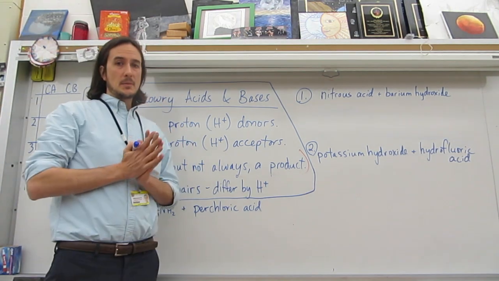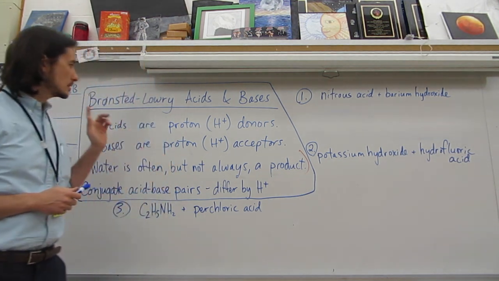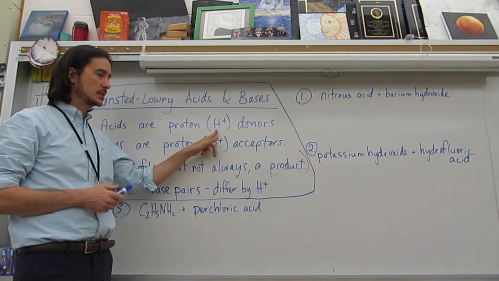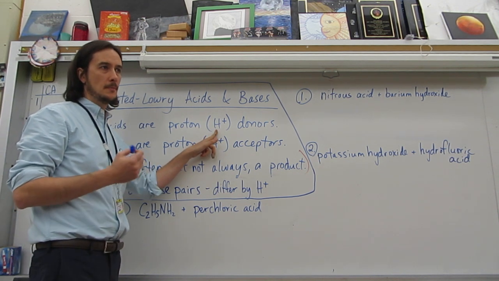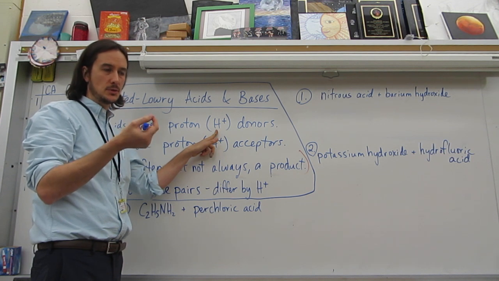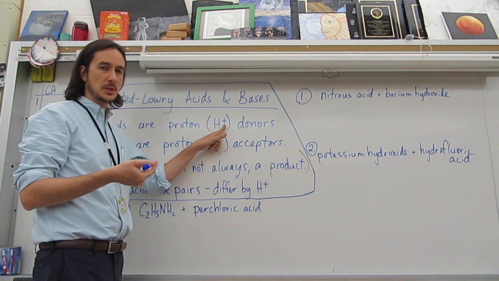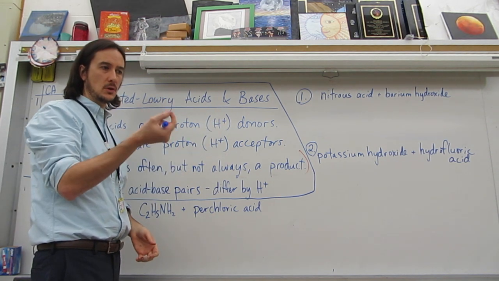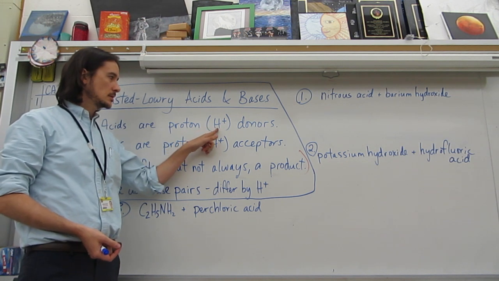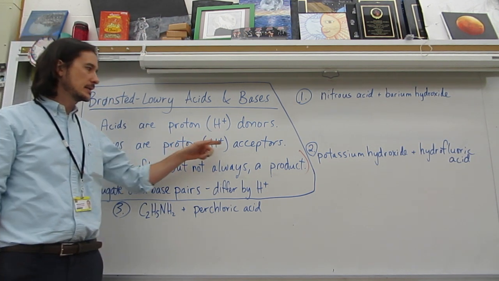So here let's talk a little bit about Bronsted Lowry acids and bases. Acids are proton donors. So proton is H+. If you remember the structure of a hydrogen atom, it just has a proton in the nucleus and there's an electron. So if you have H+, the electron's gone, all you've got left is a proton. So when we say proton, we mean H+. Bases are proton acceptors.